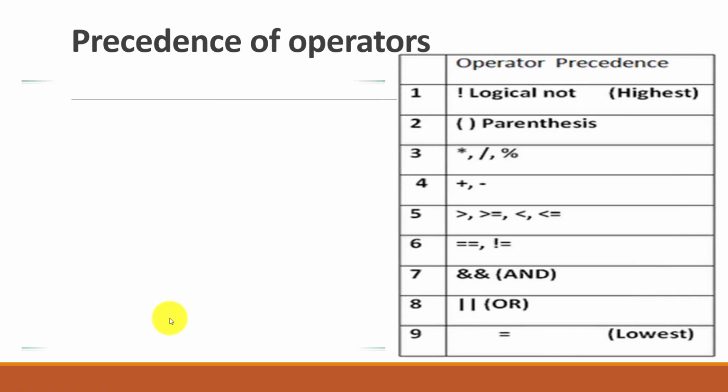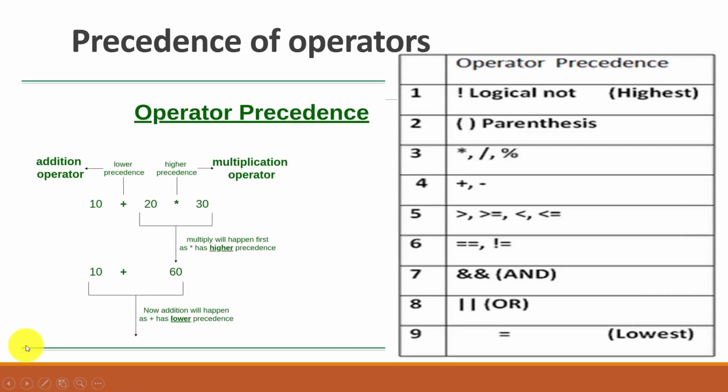Now let's understand it with one more example. Here, 10 plus 20 into 30. Here the multiplication operator is there, and the addition operator is also there. But addition has lower precedence, and according to this table multiplication has higher precedence. So we solve 20 into 30 first, that is 600, and then we add 10. So we get the correct answer, because we solve the expression according to the precedence table.